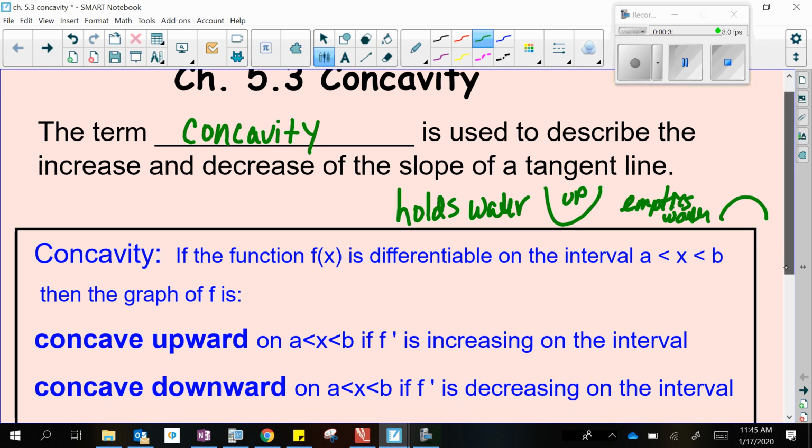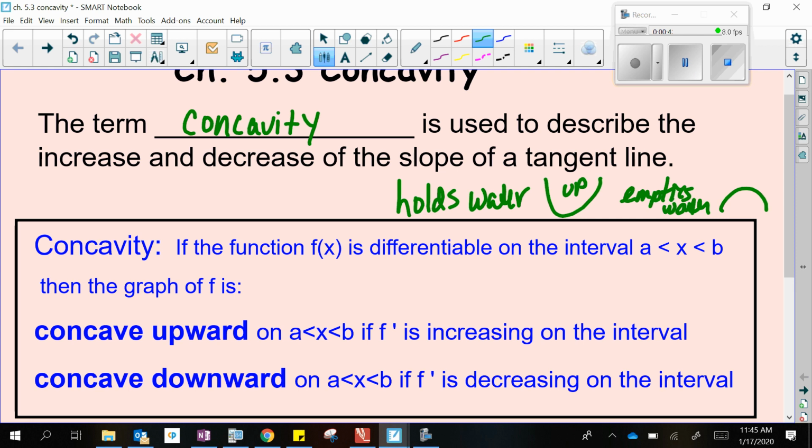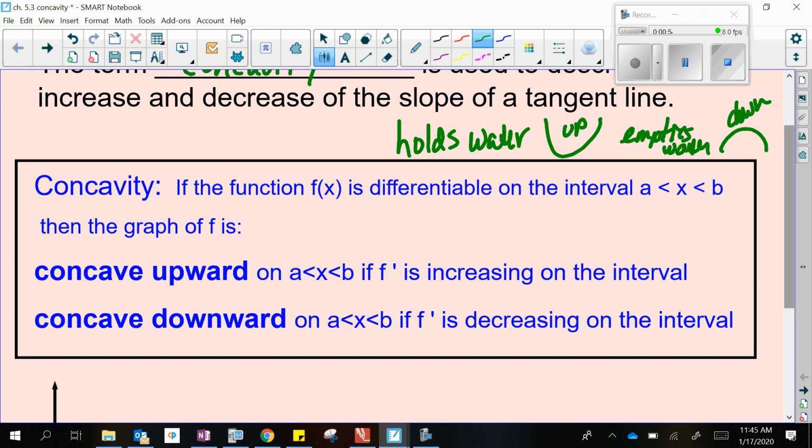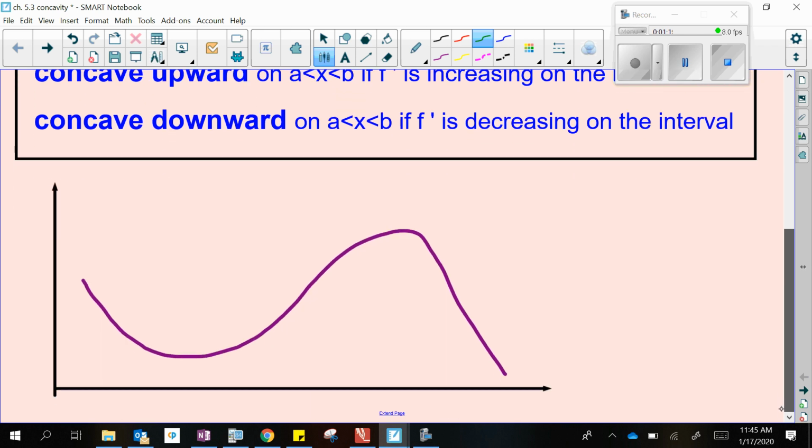All right, so we talked about concave up means something like holds water, so it goes up, and if it empties water, it's concave down. So this would be concave down. Okay, and the rule here is that if you have a function f of x that's differentiable on an interval, again, that just means nothing big is happening on that interval, right? No cusp, no corners, etc. It's kind of a smooth interval. Then it's concave up if the first derivative is increasing on the interval, concave down if the first derivative is decreasing on the interval. Let's kind of step away from that for a second, all right? But that's going to be our ultimate test.